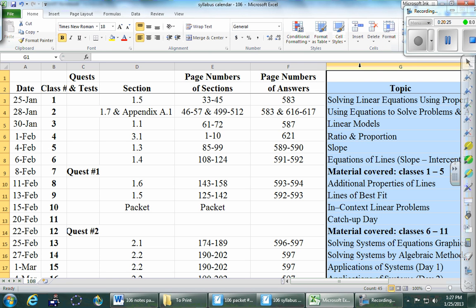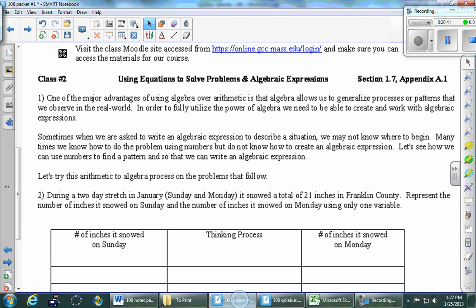And then the last column is the topic. Today we're talking about solving linear equations, okay? All right, any questions on any of that stuff? Thank you, I do my best.